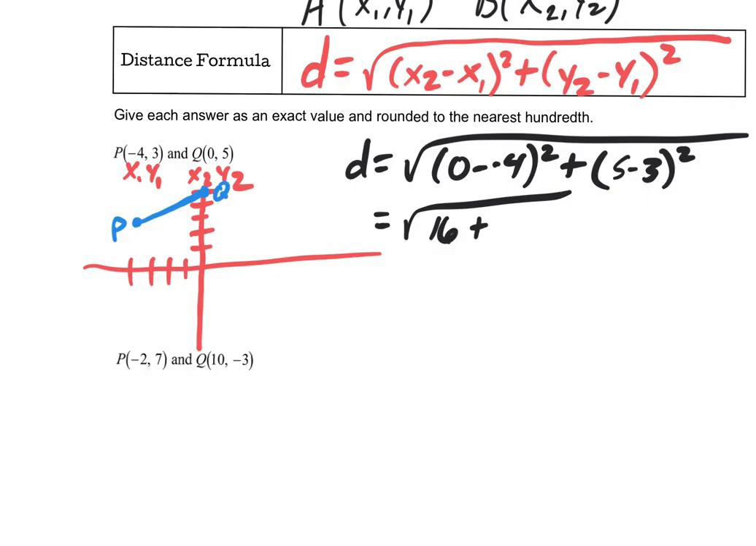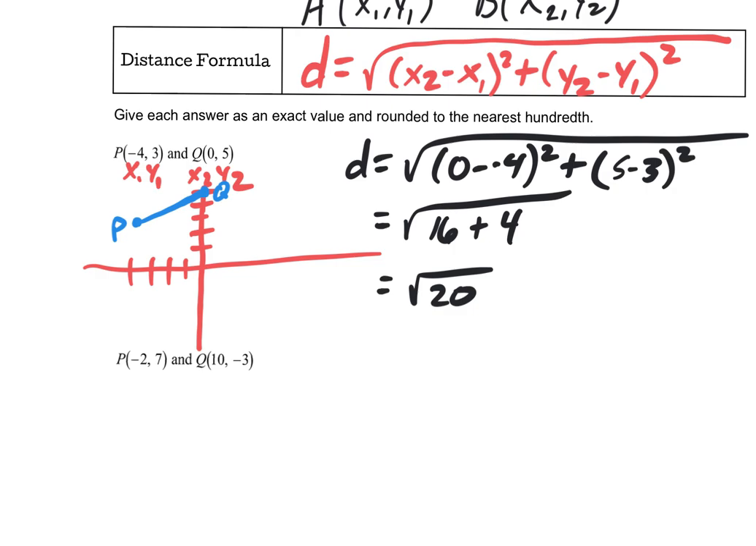And if you want to do all of that at once, that's okay, okay? Do the subtraction, addition, whatever you have to first. Square it. That's my first number. 5 minus 3 is 2. 2 squared is 4. Okay, so we get the square root of 20.